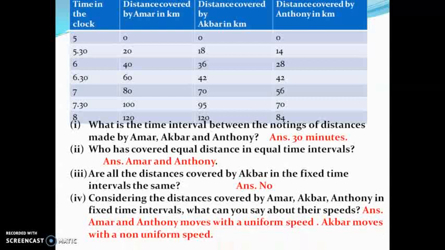Considering the distance covered by Amar, Akbar and Anthony in fixed time intervals, what can you say about their speeds? Amar and Anthony move with a uniform speed and Akbar moves with a non-uniform speed. So that gives rise to a new concept, uniform speed and non-uniform speed. Now let's see the definition of this. What is uniform and non-uniform speed?